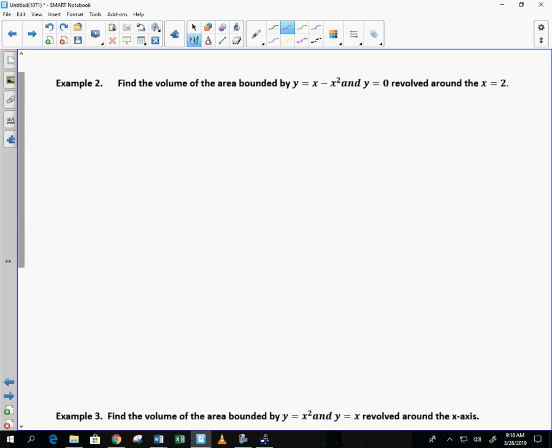Then give me $5. Okay, find the volume of the area bounded by y equals x minus x squared and y equals 0 revolved around x equals dos.